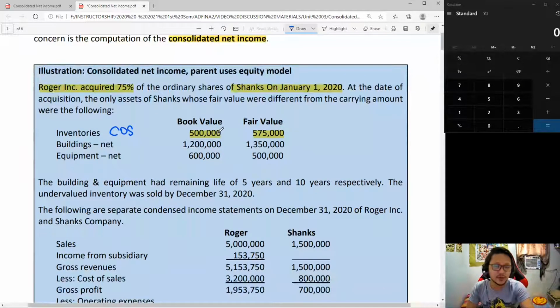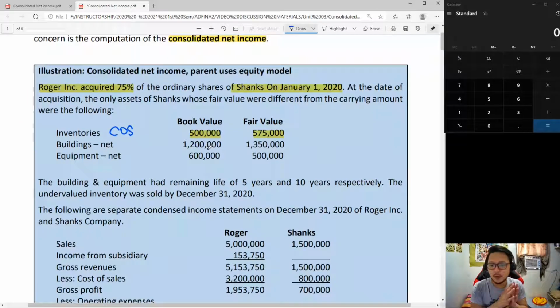That's beginning inventory. So, building net, ang ni-record is 1,200,000 in the books of Shanks, pero the fair value is actually 1,350,000. Dinidepreciate siya at 1,200,000, but the fair value should be 1,350,000. Their difference will also be depreciated in what we call amortization, the amortization of the overvaluation or undervaluation of this building. But this time, this is an undervaluation kasi po 1,200,000 versus 1,350,000. Equipment, 600,000 and 500,000.